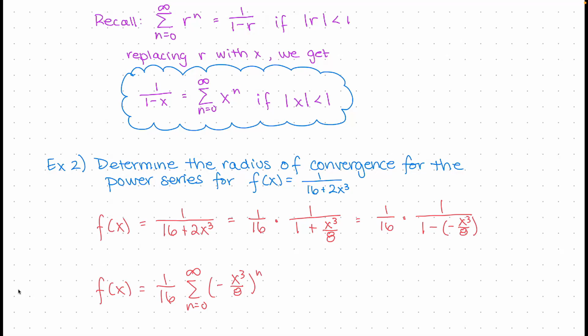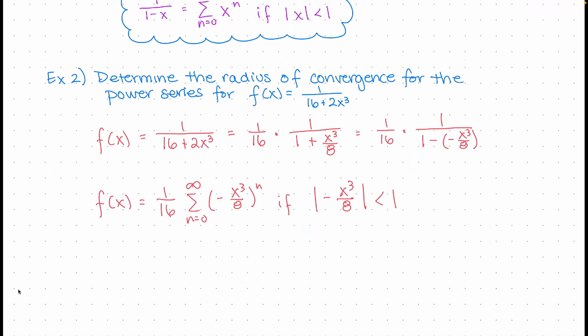But that's not all there is to the formula. Oh no, because it also says if the absolute value, in this case, of negative x cubed over 8 is less than 1. Godzilla! There it is as a power series. Now I'm just going to clean the absolute value part up a little bit. But any questions what I did here? Because yes, you literally just do that.